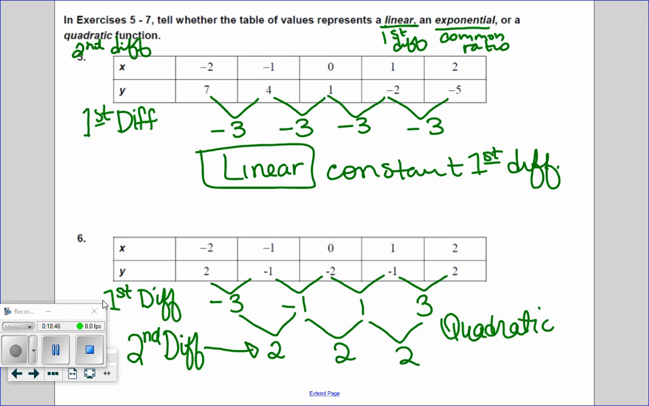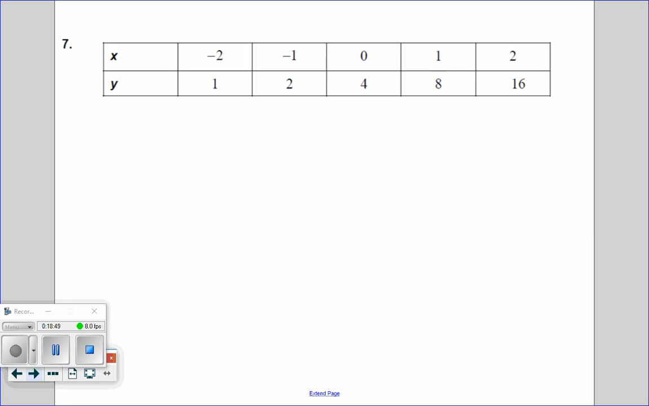So, okay. Let's try this last one, right? So we have a table of data, 1, 2, 4, 8, 16. Does that look like it's linear, increasing at a constant rate here? Now, it looks like it's kind of growing faster and faster and faster, right?